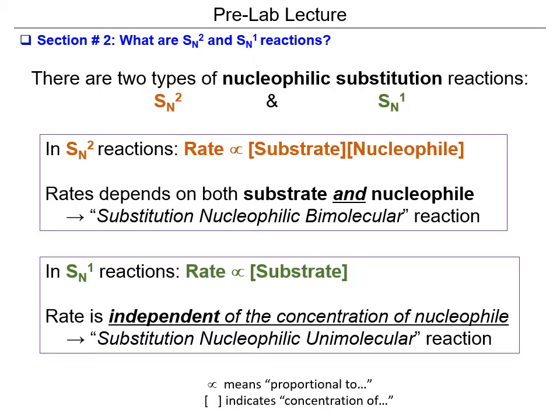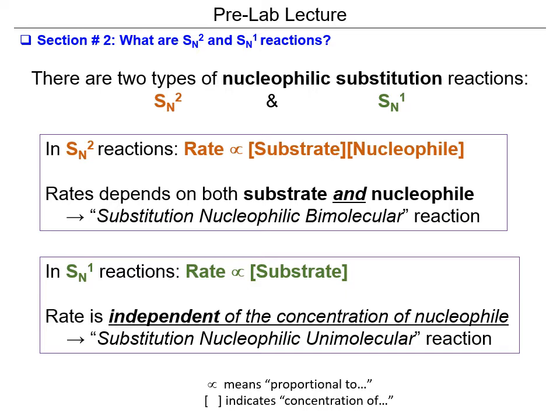In organic chemistry, we consider two types of nucleophilic substitution reactions, SN1 and SN2. When comparing the rates of these two types of reactions, we must consider the concentrations of the starting materials used. In an SN2 reaction, the rate is proportional to the substrate concentration and the concentration of the nucleophile. This substitution nucleophilic bimolecular reaction is thus deemed the name of SN2.